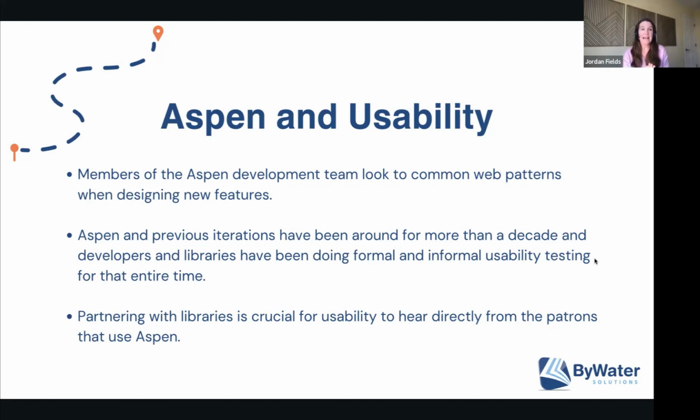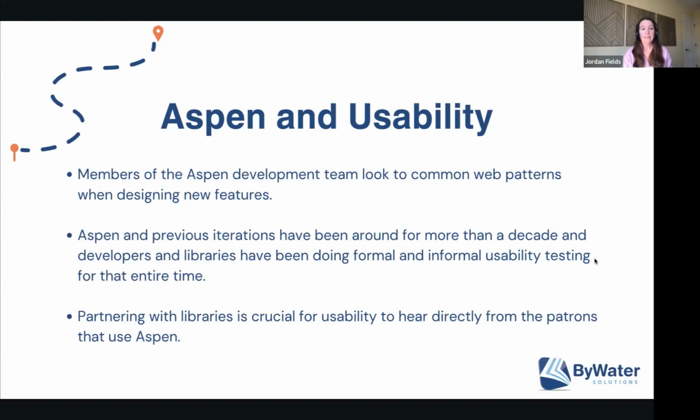The next thing is that Aspen is built on other open source software products. They've been around for more than a decade, and developers and libraries, we've been doing both formal and informal usability testing for that entire time. And I'm going to get more into formal and informal usability testing in a minute, but this is something that has changed over time, is constantly being improved based on user feedback.